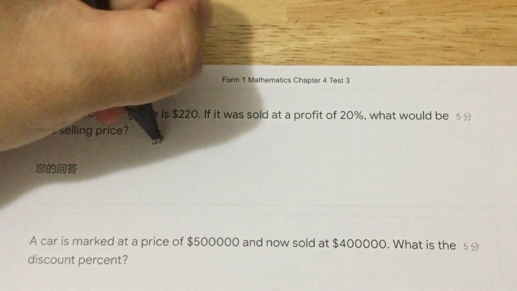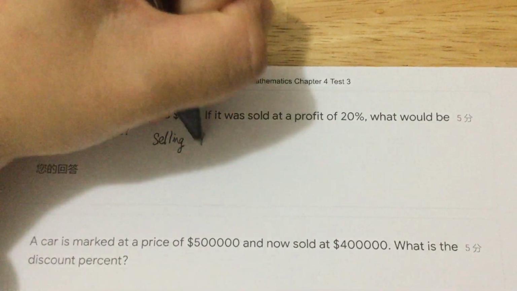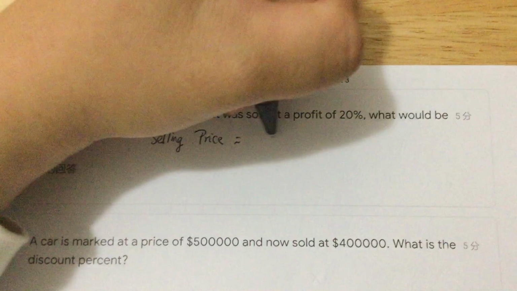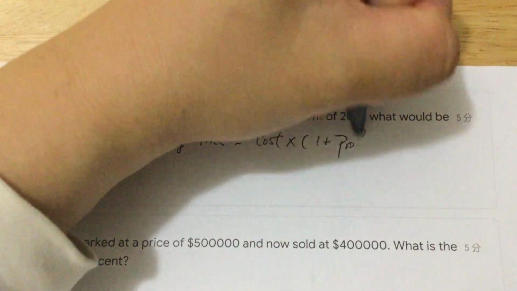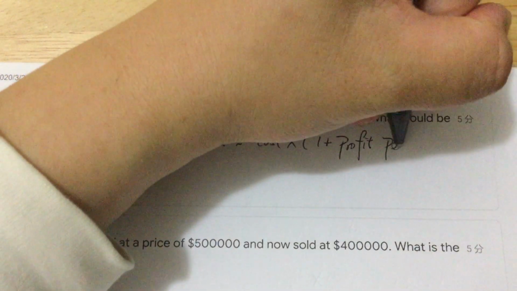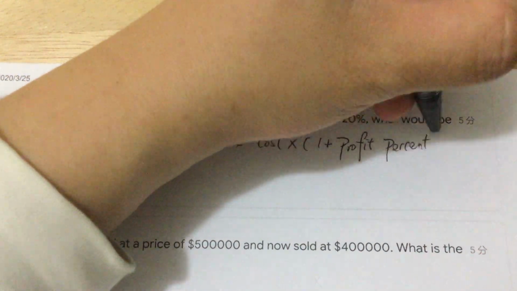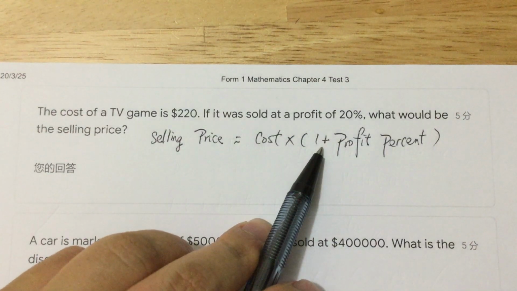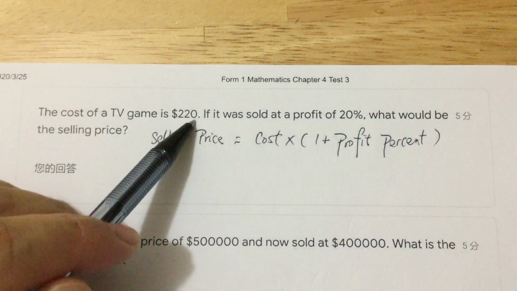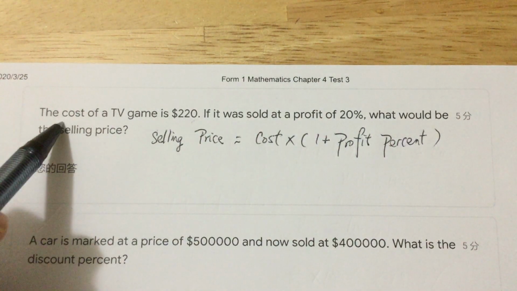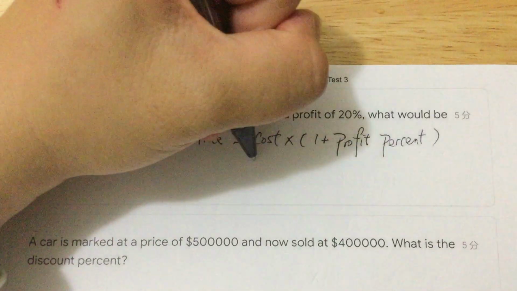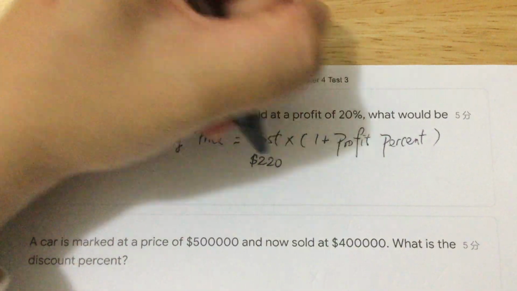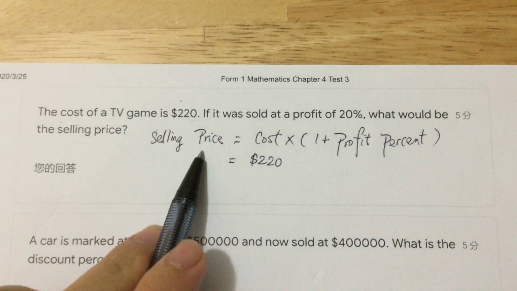That is the selling price equals the cost times 1 plus profit percent. Profit, because it must be earning something. So this is plus. Once again, fill in the blanks. The cost of a TV game is $220. This one is the cost. So we fill in 220. We are going to find the selling price over here.